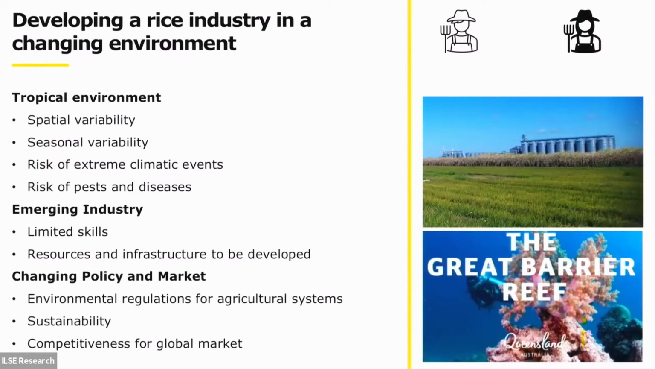But one of the challenges that the rice industry has to face is the fact that the suitable areas for growing rice in northern Queensland are within the catchments of the Great Barrier Reef. So environmental impact is a big concern. When we want to establish a rice industry up in the north, we have to look into these regulations in terms of environmental impact.